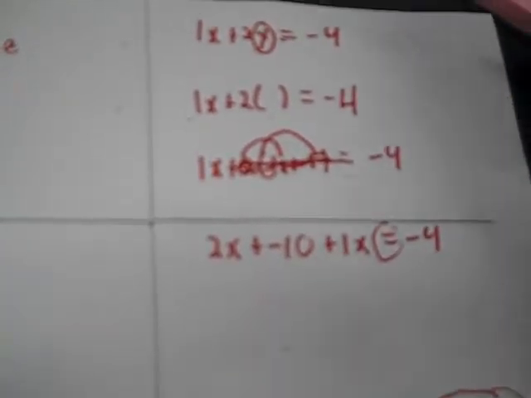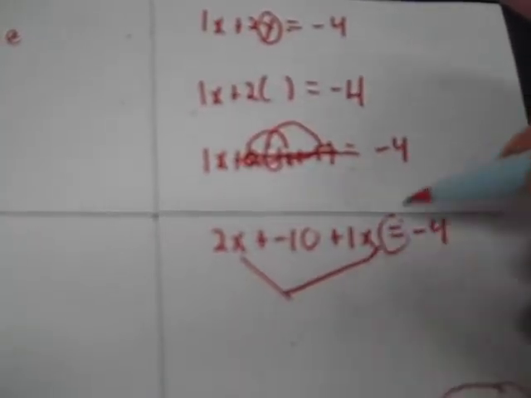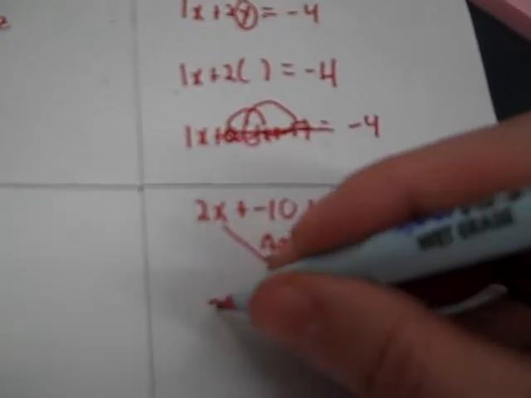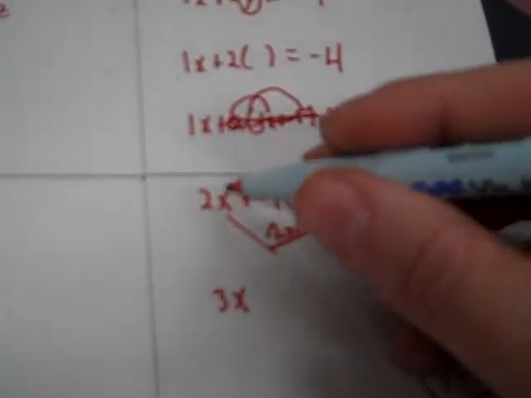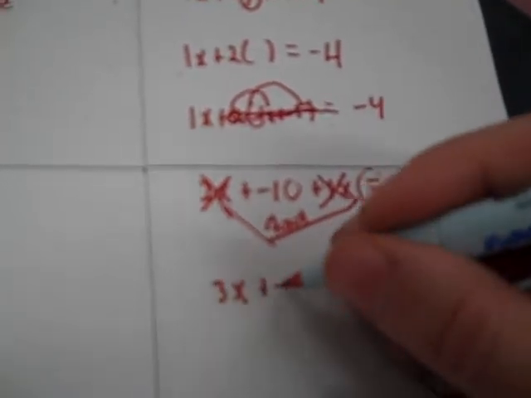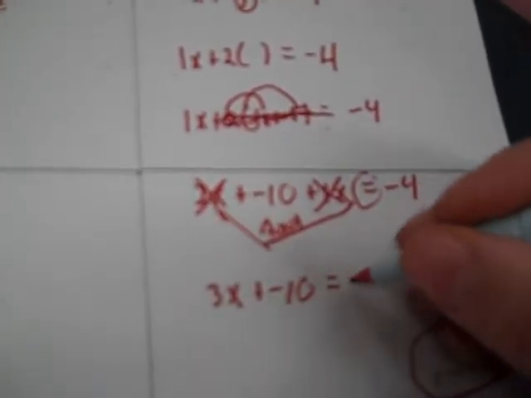Here's my equals. The x's are on the same side, so we make our adding pyramid. And I take 2 plus 1. 2x plus 1x, that's 3x. Cross those out. And before I have equals, I have plus negative 10 equals negative 4.